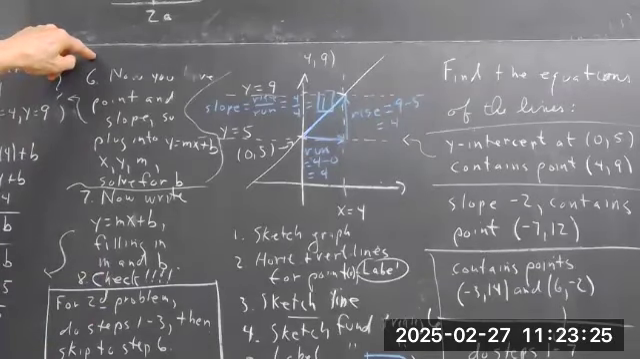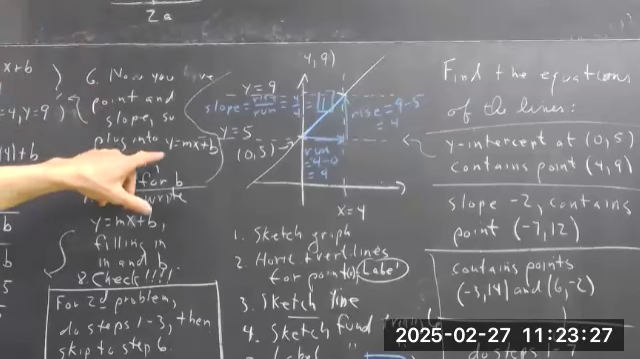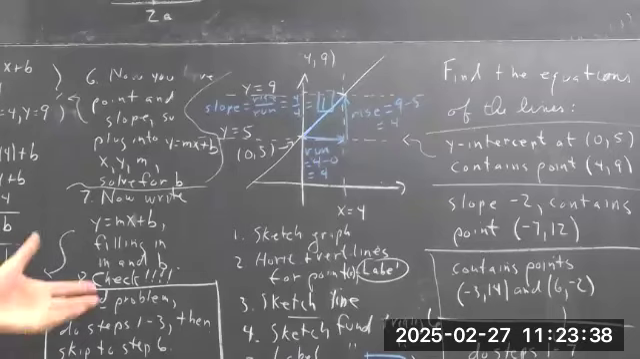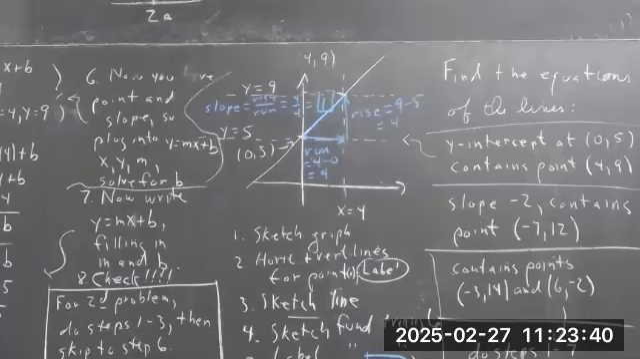And then now you have a point and slope, so plug into y equals mx plus b. Solve for b. Now you can write your equation. Now check. That's actually 8 steps: 7 steps, and then the check.